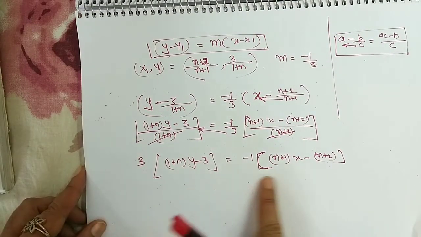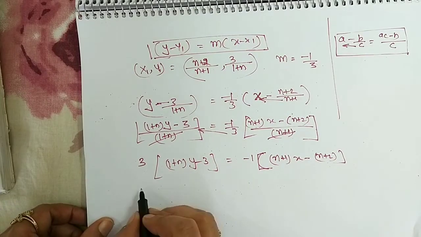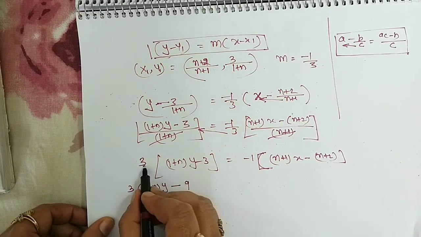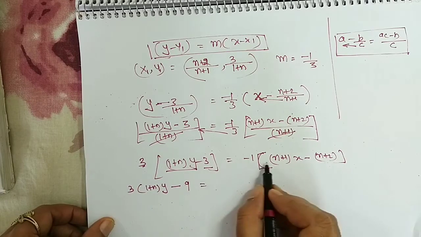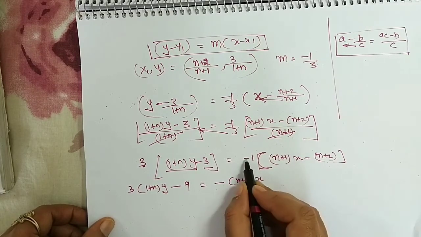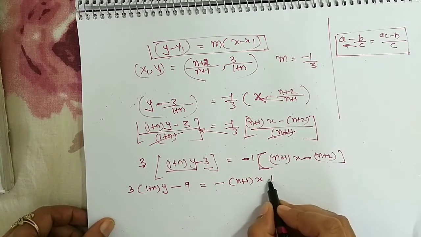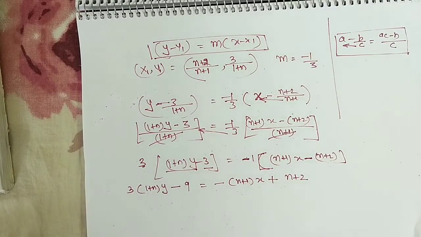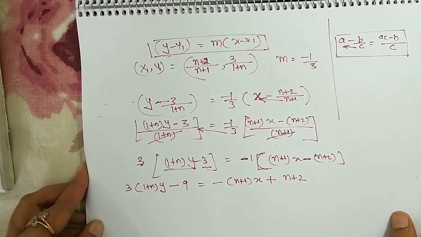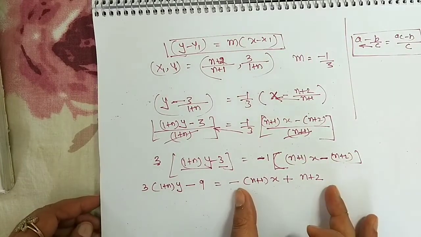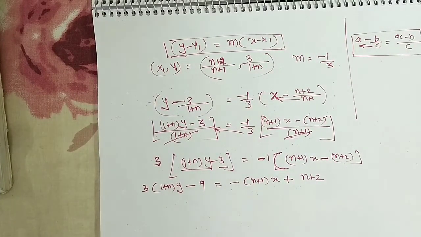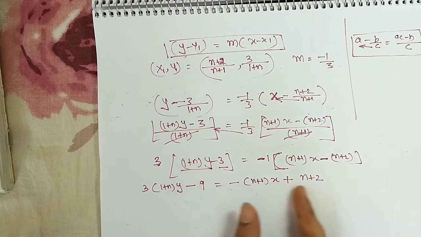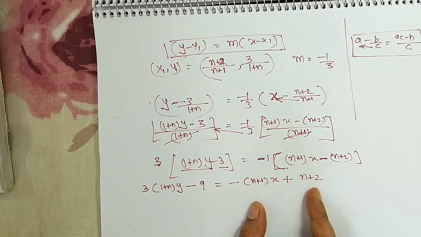Now let me simplify a little bit. Let's multiply with 3. So it will be 3 into 1 plus n y minus 9, because 3 is multiplied with this and this, is equal to this minus n plus 1 x, and because of this minus, this will become plus n plus 2. Correct? Because this minus will go inside. Okay. So now we can keep everything on one side. So let's bring this to this side. When I am bringing, I am trying to keep the x term first, then the y term, and then the remaining terms.